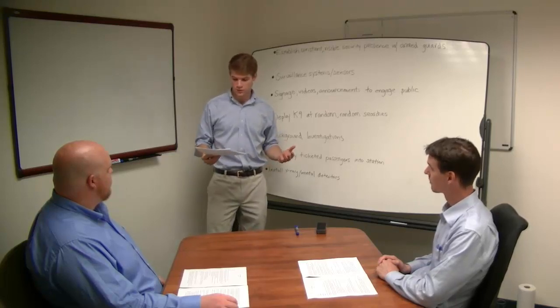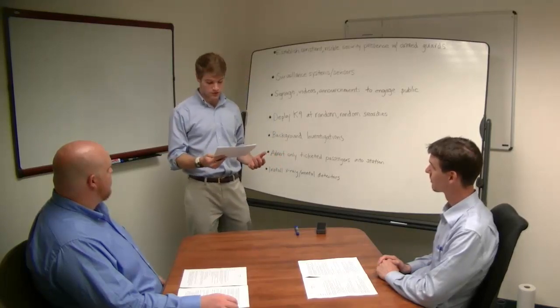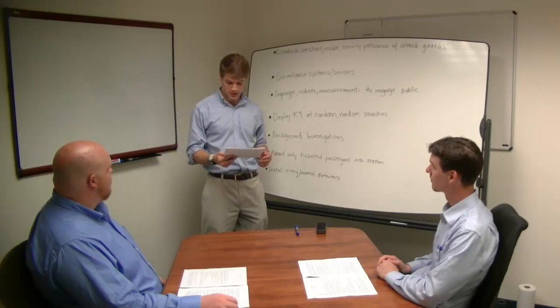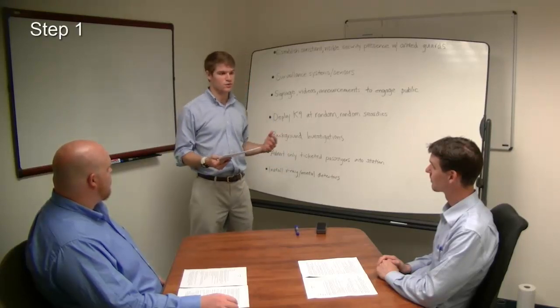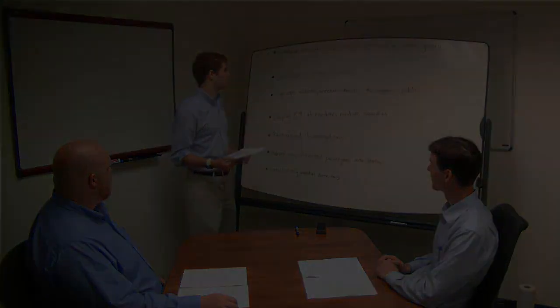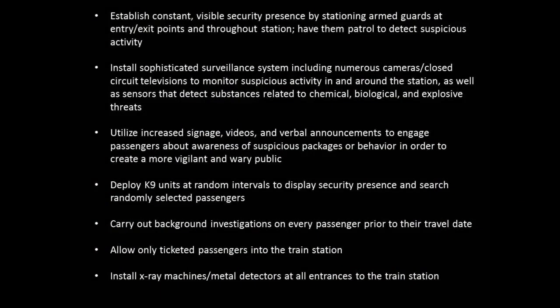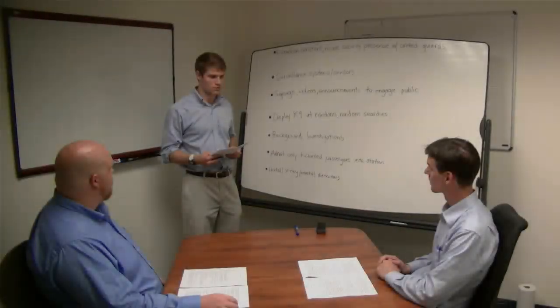So yesterday, when we met, we all came up with various solutions addressing terrorism prevention at the station. And step one in the technique is just to list what we came up with, which I've done on the board right here. So now we can move to step two, when we actually go through and start identifying some of the negative impacts associated with each one of these solutions we've come up with.